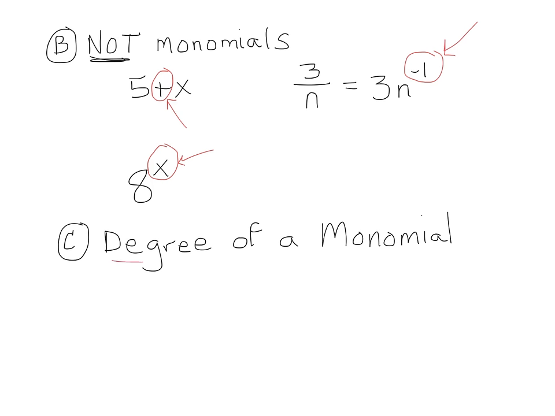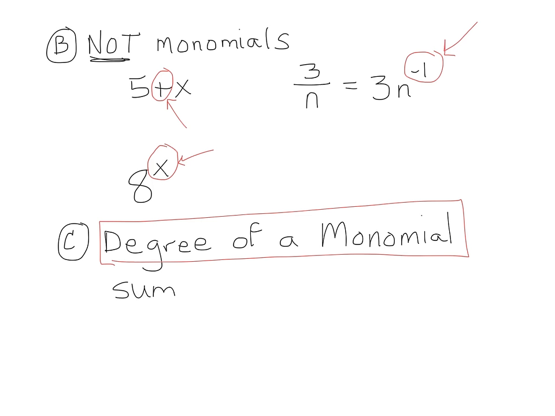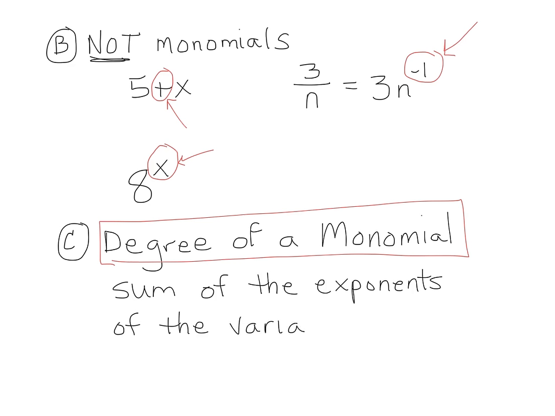Okay? So the degree of a monomial. All right, what is that? The degree of a monomial is the sum of the exponents of the variables. The sum of the exponents of the variables. All right? So degree of a monomial is the sum.